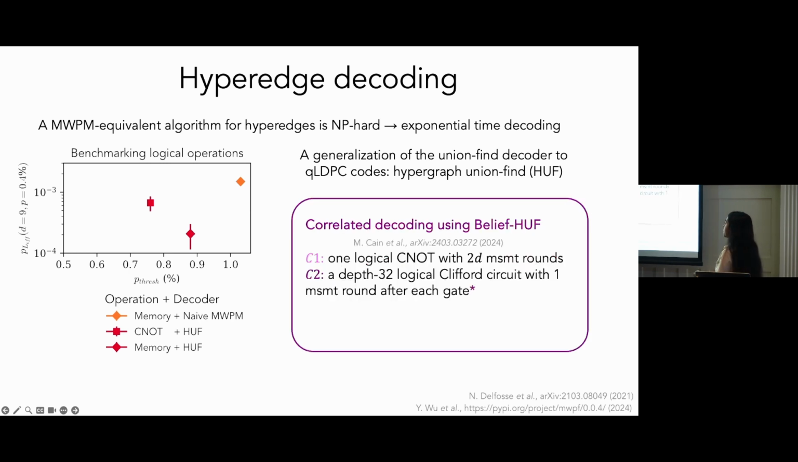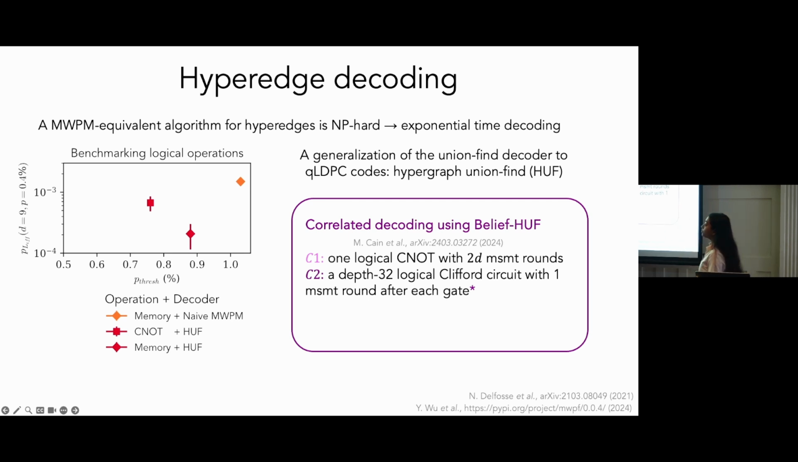There's also been some recent work that looks at decoding hypergraphs using a modification of the HUF algorithm where you add belief propagation to your decoding graphs, and then you perform hypergraph union find. And this particular paper looks at many more circuits, but I will focus on 2 particular circuits. One is a logical CNOT, where they choose to isolate the logical CNOT by using D rounds of measurements before and after the CNOT. And the second is a depth 32 logical circuit, which involves 32 layers of logical gates, but they're only separated by one round of measurement after each gate.